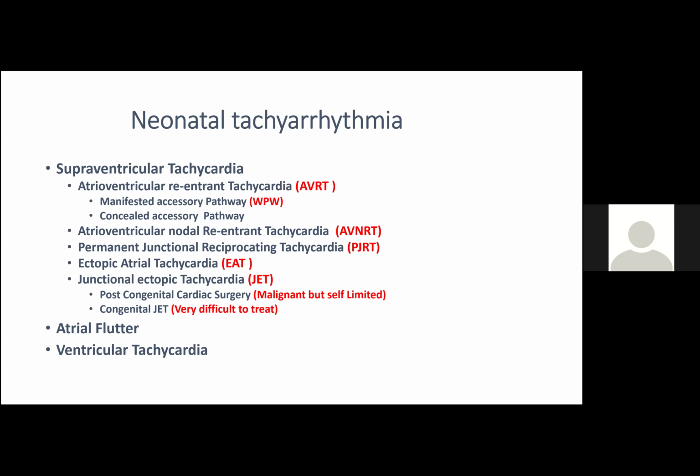Permanent junctional reciprocating tachycardia, PJRT, this is a misnomer. It is an accessory pathway with long RP tachycardia, and unfortunately most of those cases are missed during the neonatal period, because the heart rate usually is not high, and it will come later with impaired ventricular function. Same thing for ectopic atrial tachycardia.